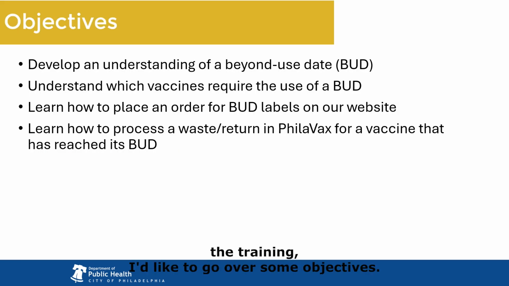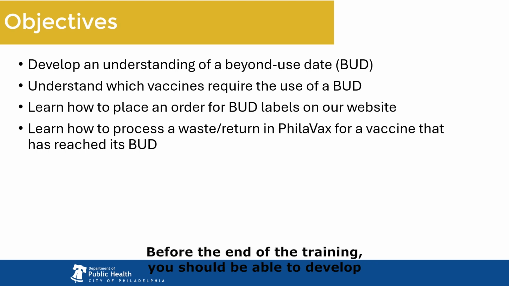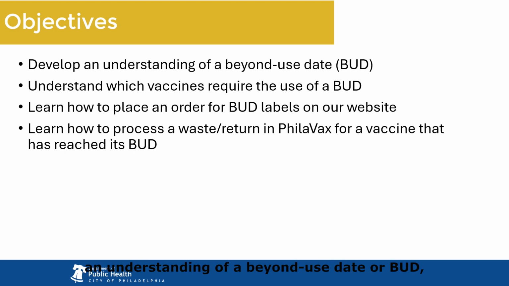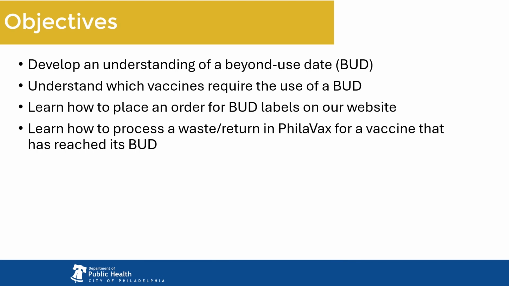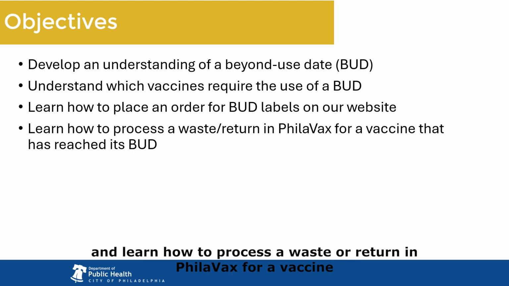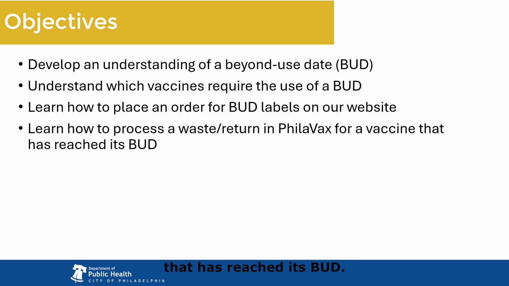Before we dive into the training, I'd like to go over some objectives. Before the end of the training, you should be able to develop an understanding of a Beyond Use Date, or BUD, understand which vaccines require the use of a BUD, learn how to place an order for BUD labels on our website, and learn how to process a waste or return in Filovax for a vaccine that has reached its BUD.